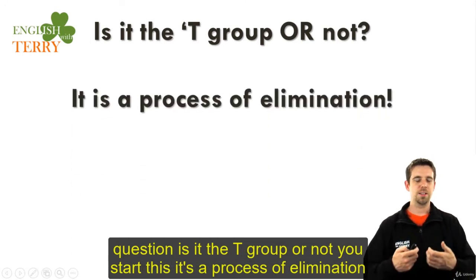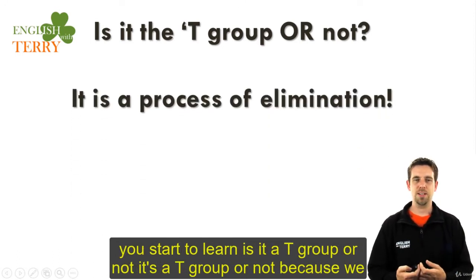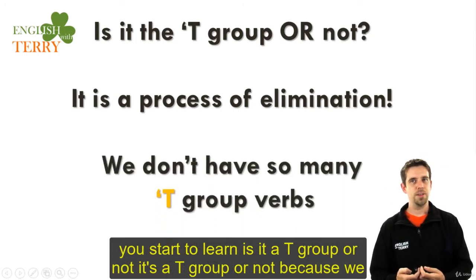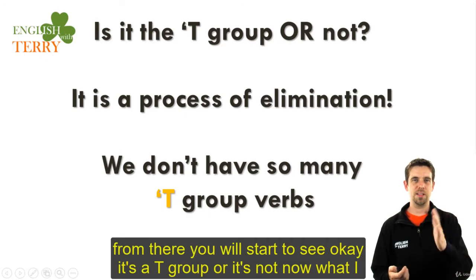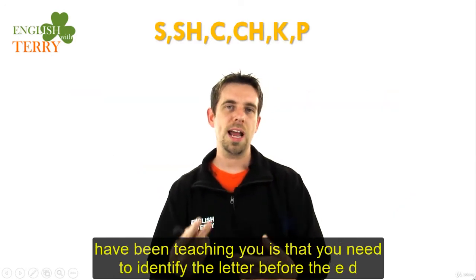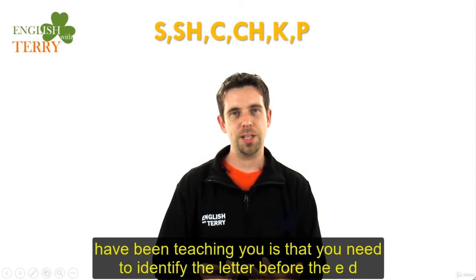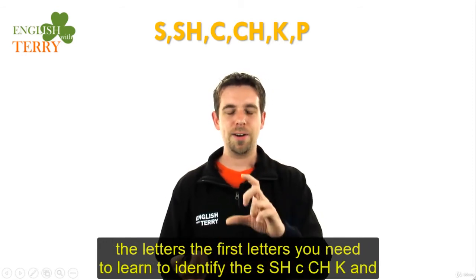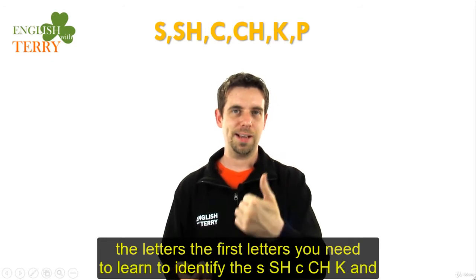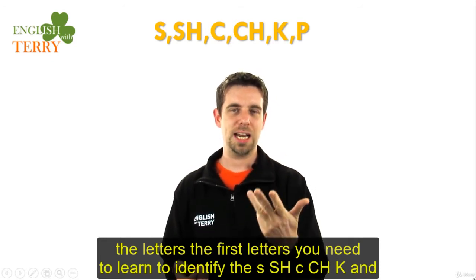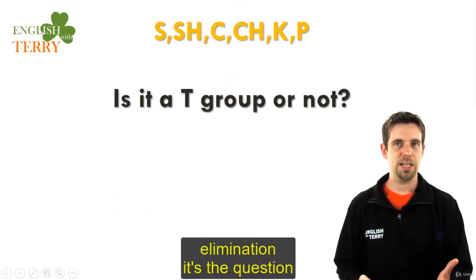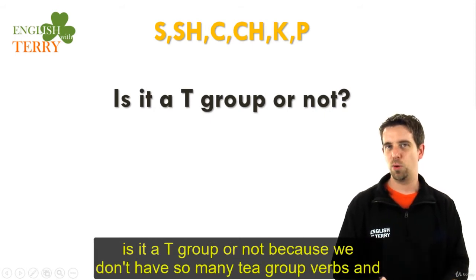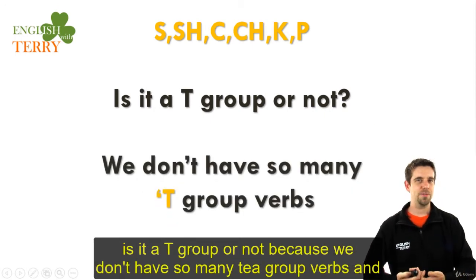It's a process of elimination. You start to learn, is it a T group or not? Because we don't have so many T group verbs, we can quickly learn most of them, and from there you will start to see, okay, it's a T group or it's not. What I have been teaching you is that you need to identify the letter before the ED. The first letters you need to learn to identify are S, SH, C, CH, K, and P. If you learn to identify these letters first, it becomes a process of elimination. It's the question, is it a T group or not? Because we don't have so many T group verbs.